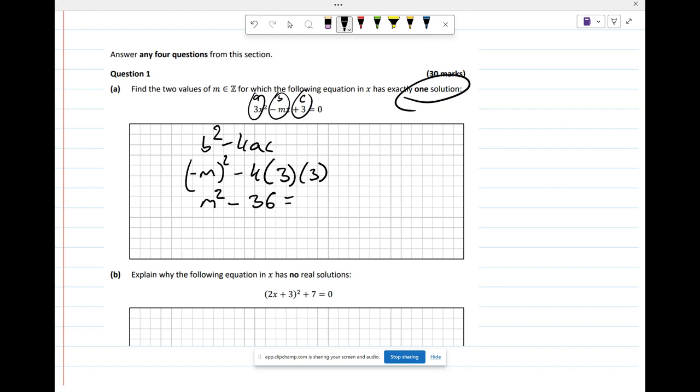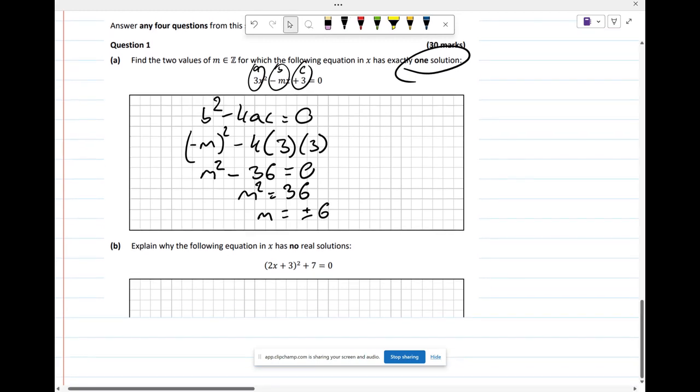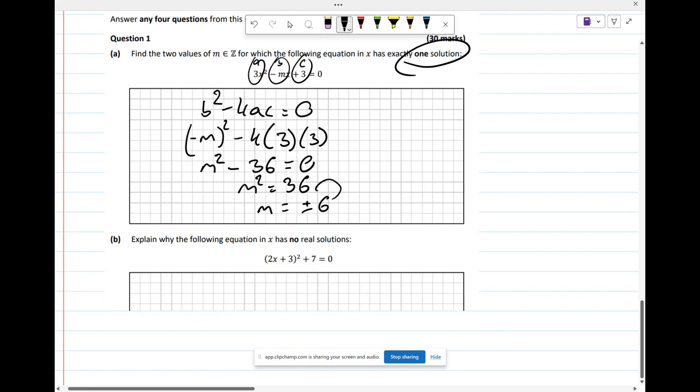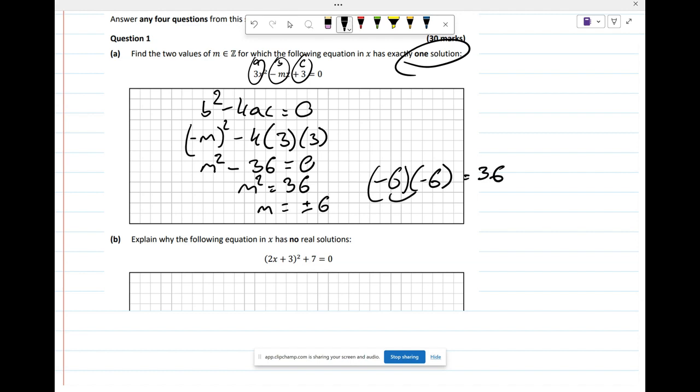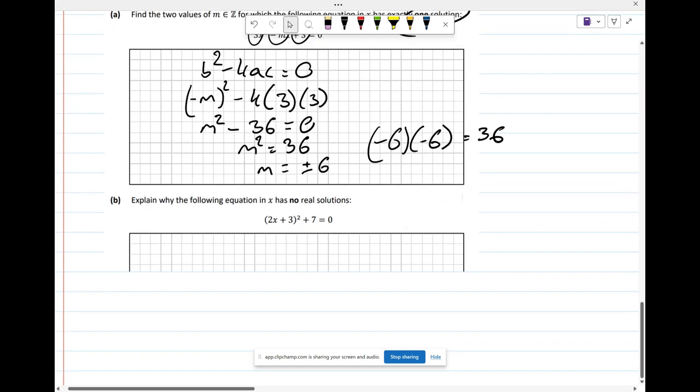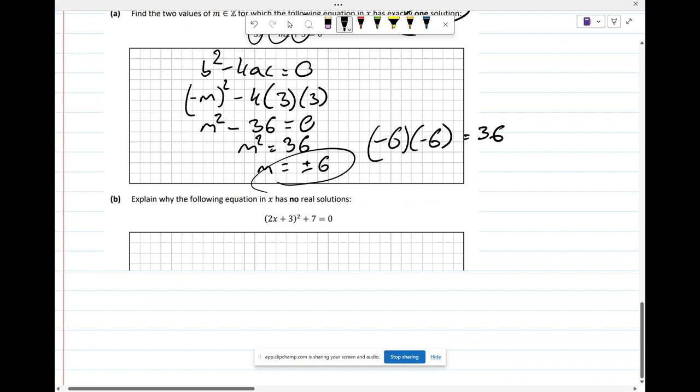And if it has one solution, it's going to be exactly equal to 0. So m squared is going to be 36, and m is going to be, watch it now, plus or minus 6. So 6 times 6 is obviously 36, but minus 6 times minus 6 is also 36, because minus times a minus is a plus. So that's the trick that they're trying to get you with there.